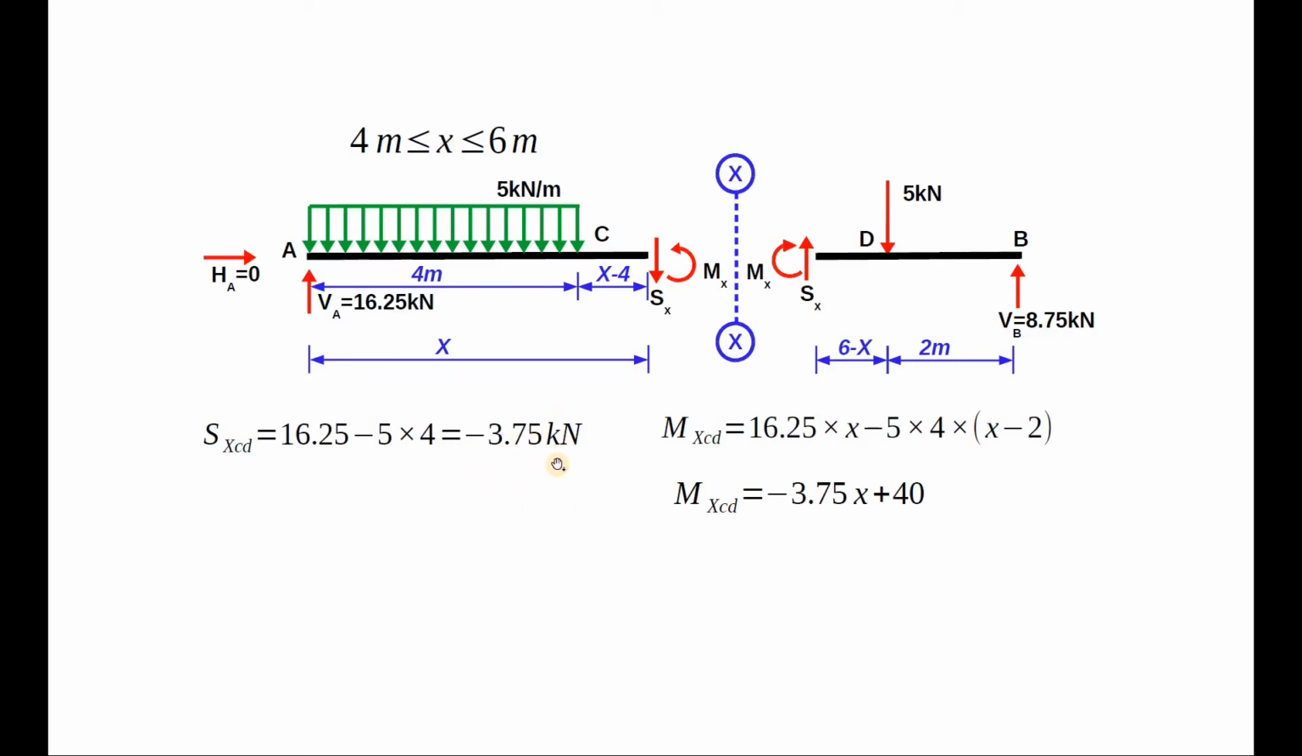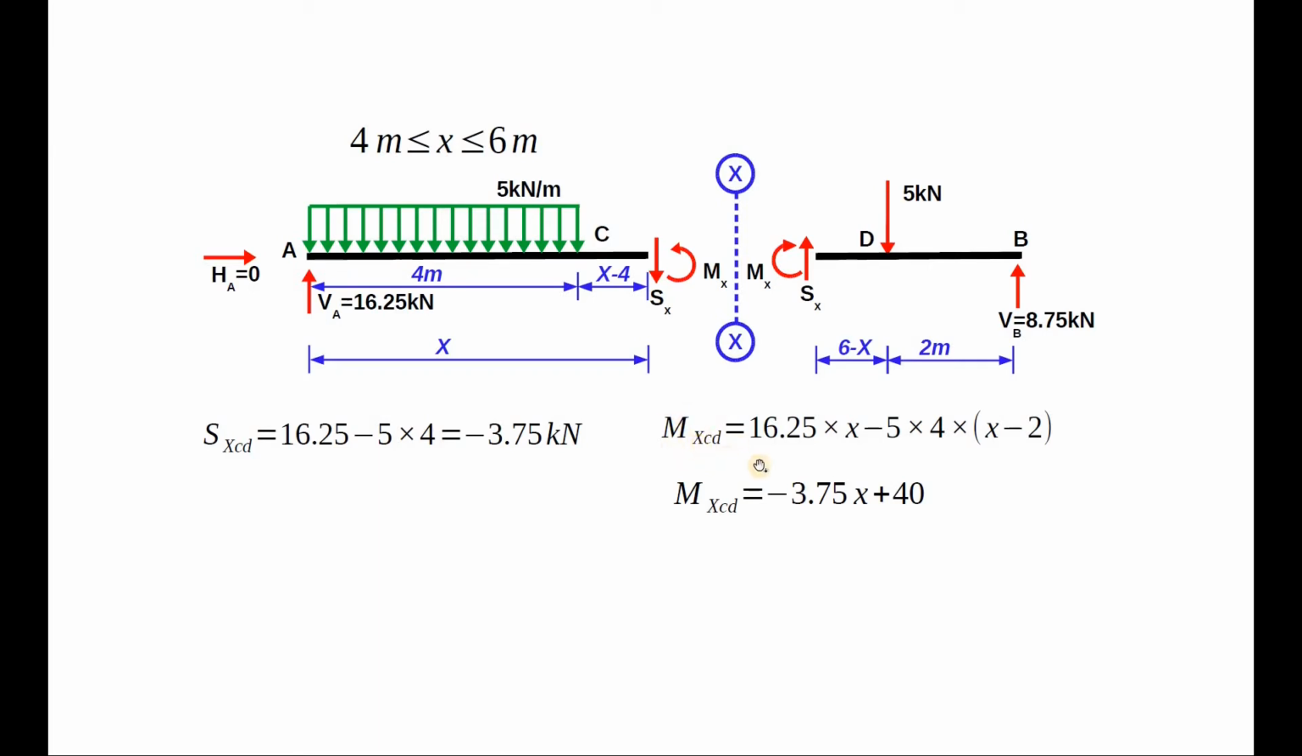Notice that there is no x term in this expression, meaning that there is no variation in the shear force. It means that the shear force between points C and D will remain constant with a negative value, hence will be plotted below the baseline.